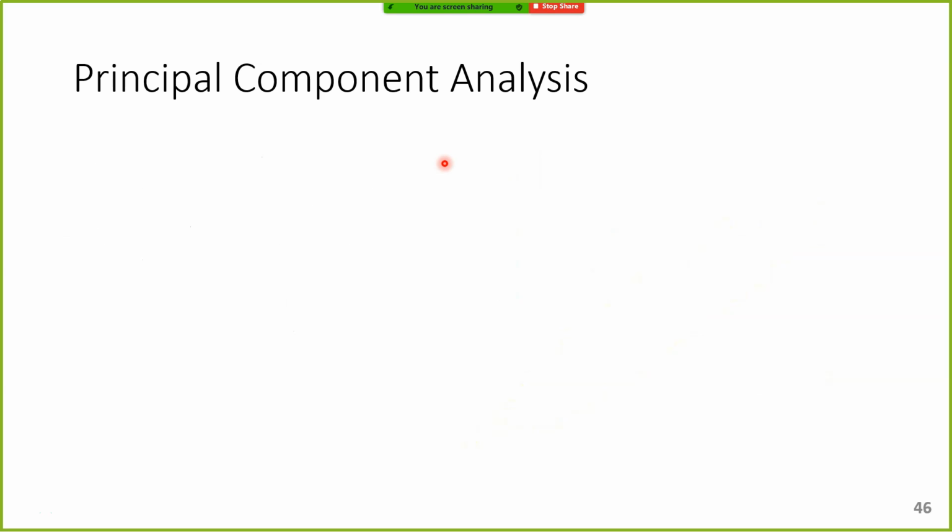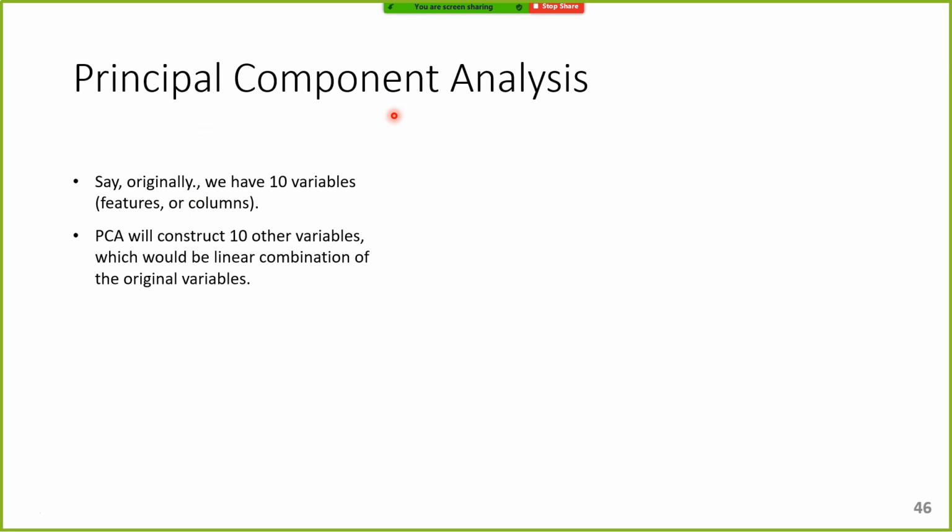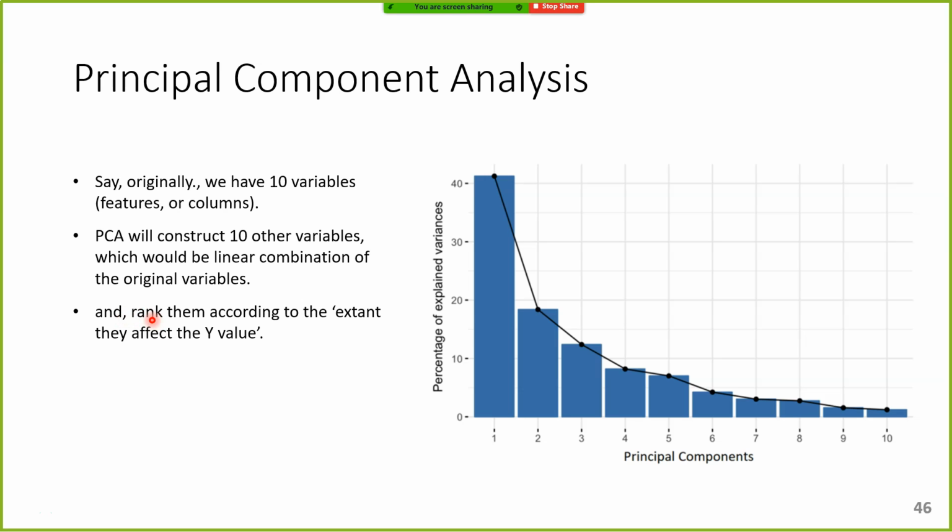How do we exactly do this? What principal component analysis does is, suppose we have 10 variables, or you can say features or columns. PCA will construct 10 other variables, which are linear combinations of the original variables. And it will also rank these newly constructed variables according to the extent that they affect the y value, that is our target value. Here is a sample diagram for this. Suppose we have 10 principal components, and here is the percentage of explained variance in the target variable.